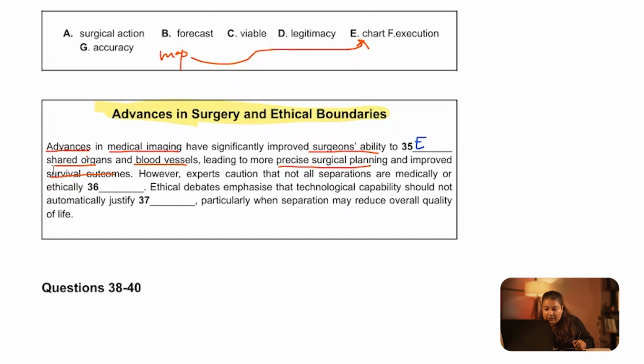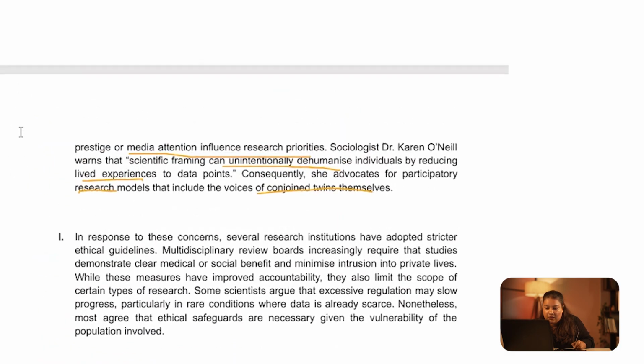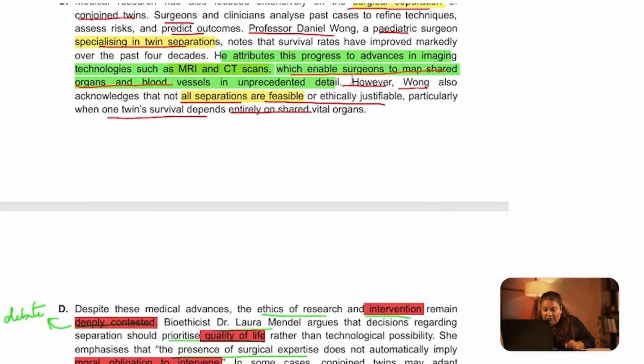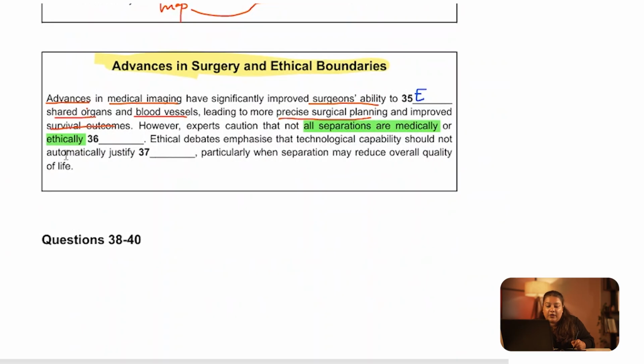Alright, moving to question number 36. However, experts caution that not all separations are medically or ethically blank. So we have a transition word and it says not all separations are medically or ethically blank. So we can also predict sometimes, but let's not take that risk. Moving back, we'll just skim and scan in the same paragraph. However, we again have the transition word. Wong also acknowledged that not all separations are feasible or ethically justifiable. So we do have the missing word here, which says not all separations are feasible or ethically justifiable.